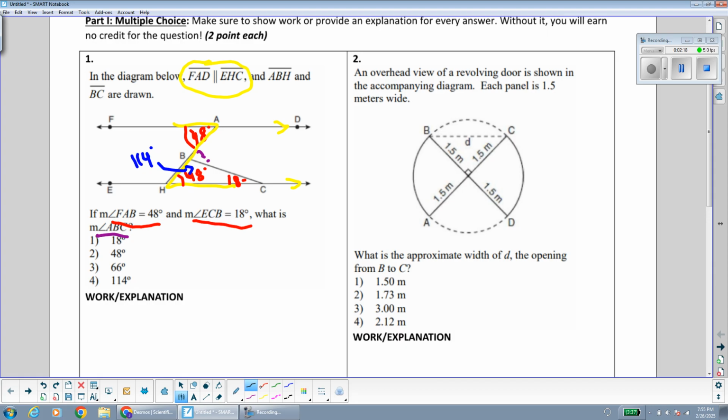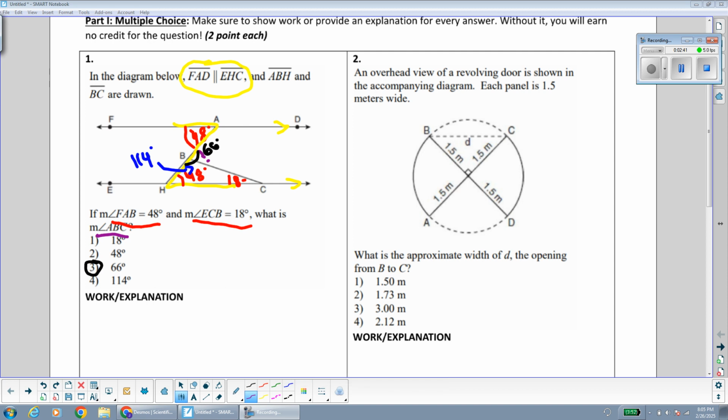And now this angle, angle HBC, and this angle, angle ABC, are supplementary. They form a linear pair. So if this angle is 114, then 180 minus 114, that is 66 degrees. And that's the angle that we're looking for, angle ABC, so that is 66 degrees.